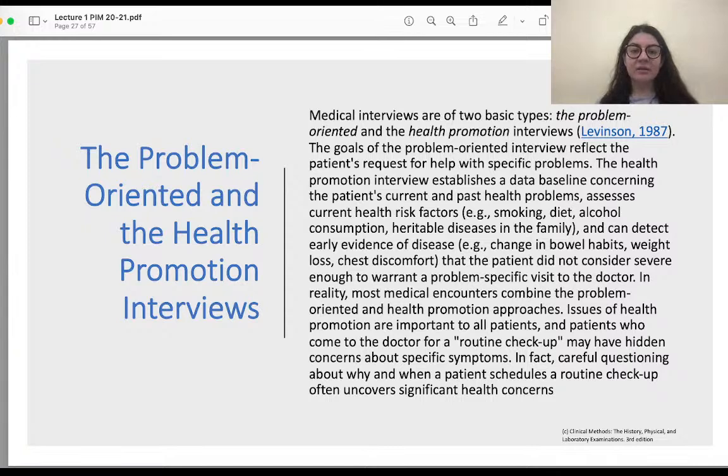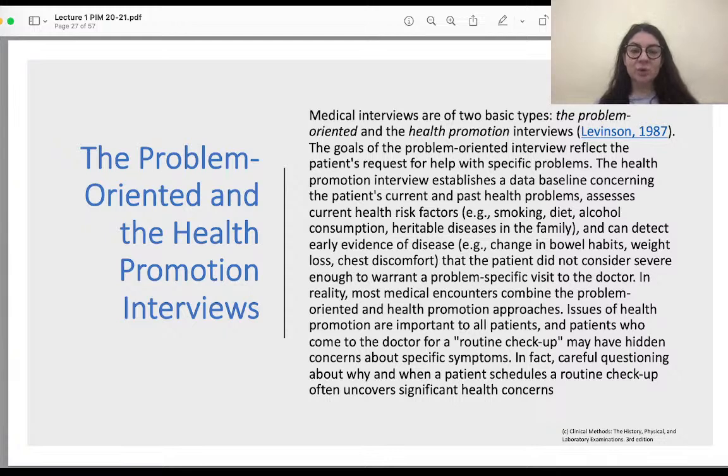It assesses current health risk factors like smoking, diet, alcohol consumption, and heritable disease in the family, and can detect early evidence of disease, such as change in bowel habits, weight loss, or chest discomfort, that the patient did not consider severe enough to warrant a problem-specific visit to the doctor.